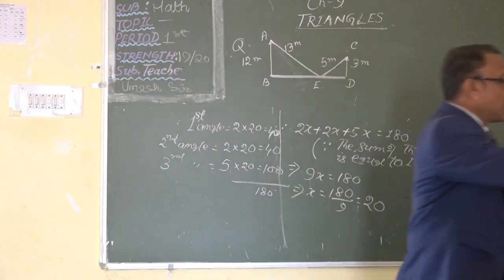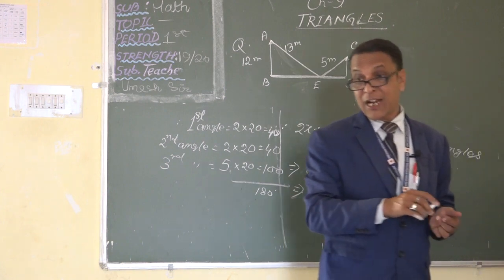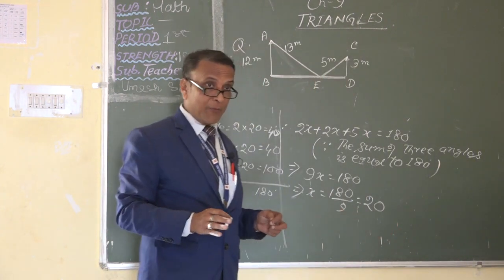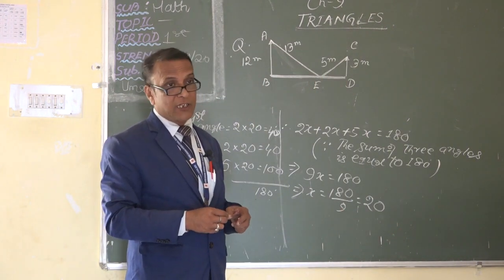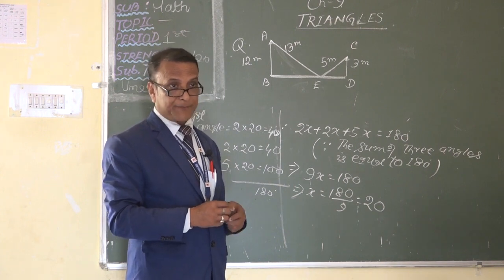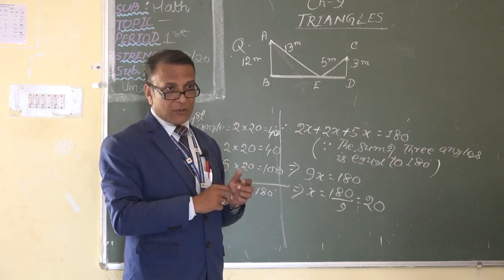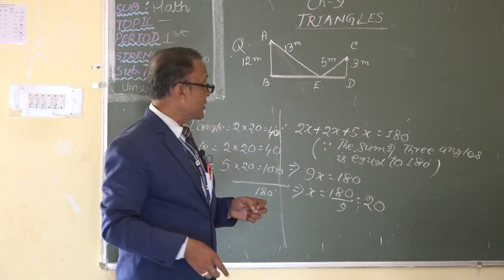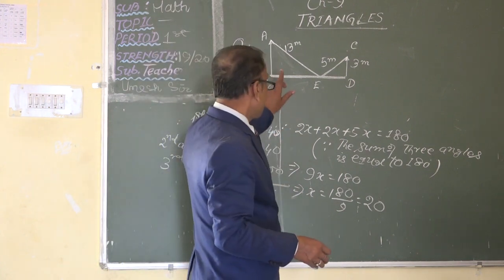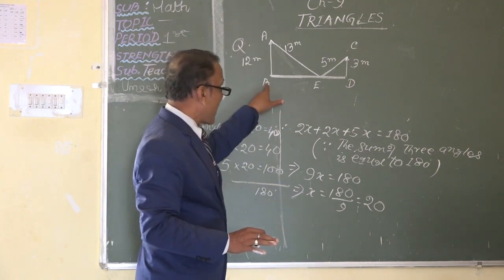So, first of all, you must understand the question. Then only if you do your work, you can reach your destination safely. First you understand the question, but the problem is you are not reading properly. So this is the question. So we have to find out BD.